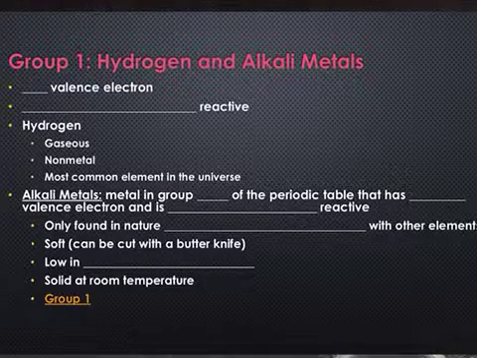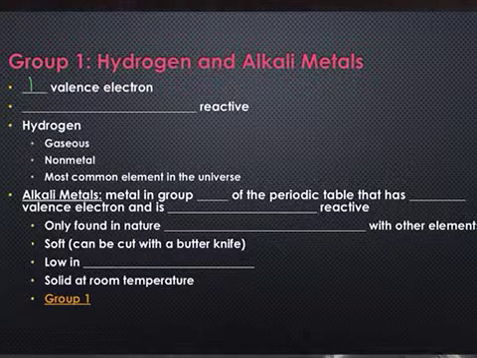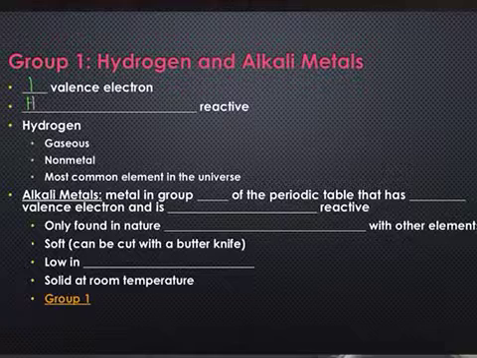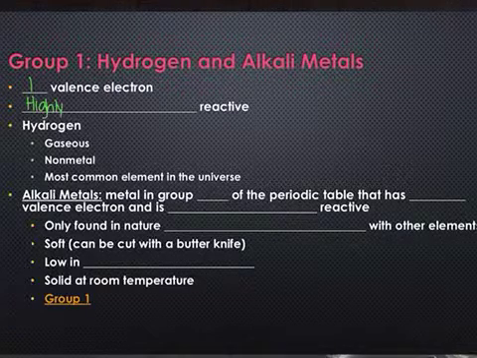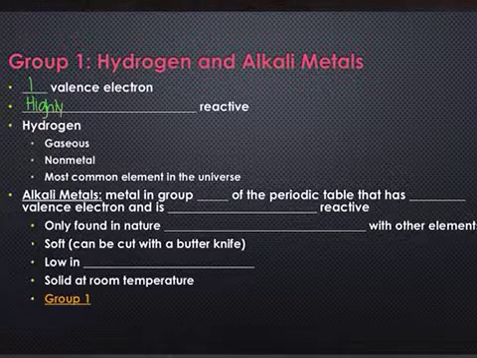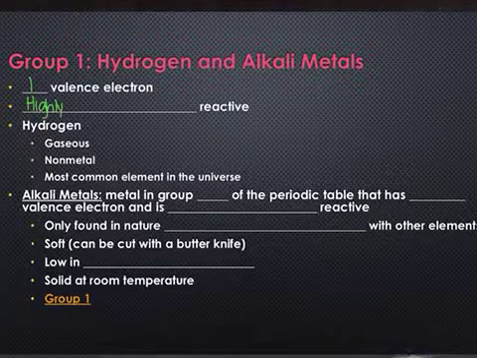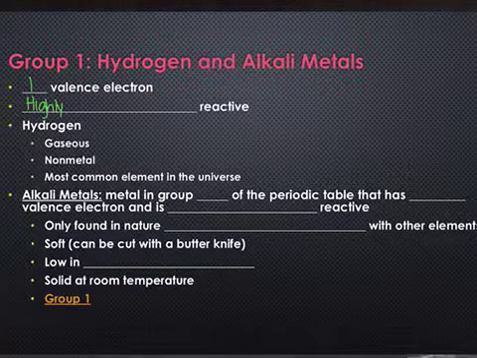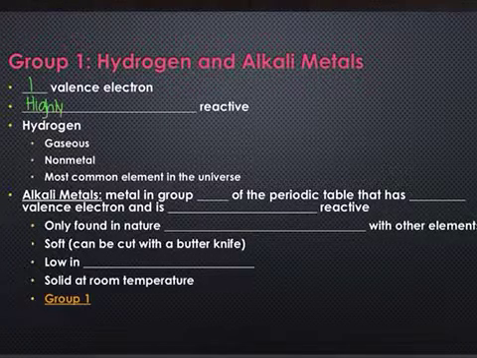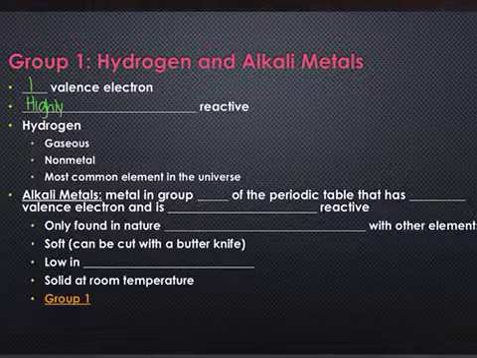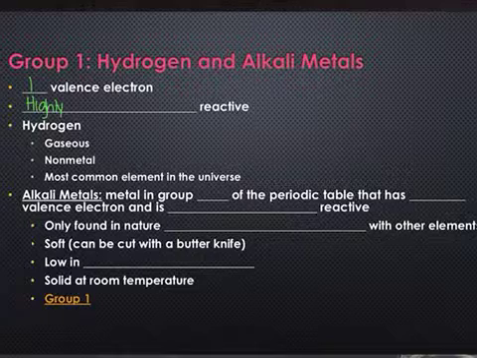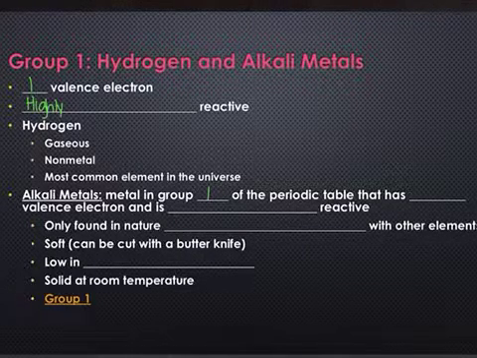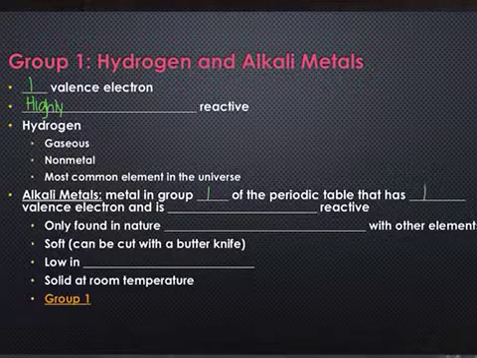All right, so starting with group 1. Group 1 has 1 valence electron. This makes them highly reactive. The very first element in that group is hydrogen, and it is a gas. It is a nonmetal, and it's the most common element in the universe. It is the only nonmetal in that group, and we call this group the alkali metals. These are the metals in group 1 of the periodic table that have only 1 valence electron, and they're highly reactive.